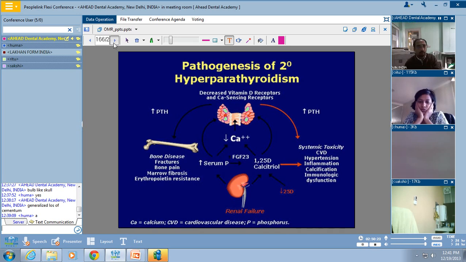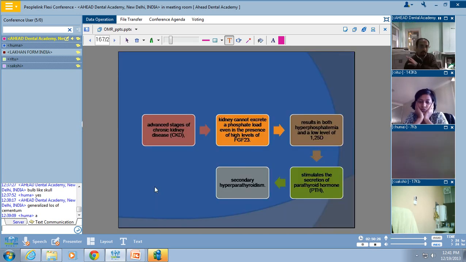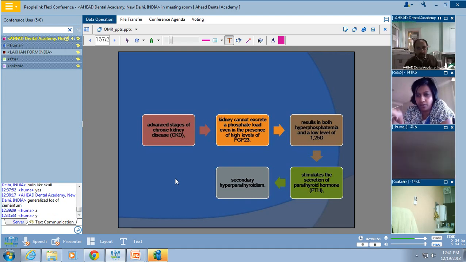Just take a second to go through this. Advanced stage of kidney disease: the kidney cannot excrete phosphate, which results in hyperphosphatemia and low calcium levels, which stimulate the secretion. And this is secondary hyperparathyroidism. How does secondary hyperparathyroidism occur? It's because of this entire process. Is it clear? Advanced stage of kidney destruction ultimately causes reduced calcium levels and stimulates the secretion of parathormone, resulting in secondary hyperparathyroidism.